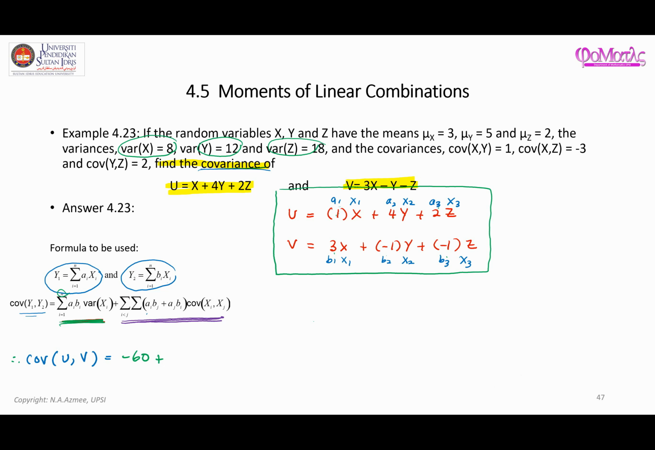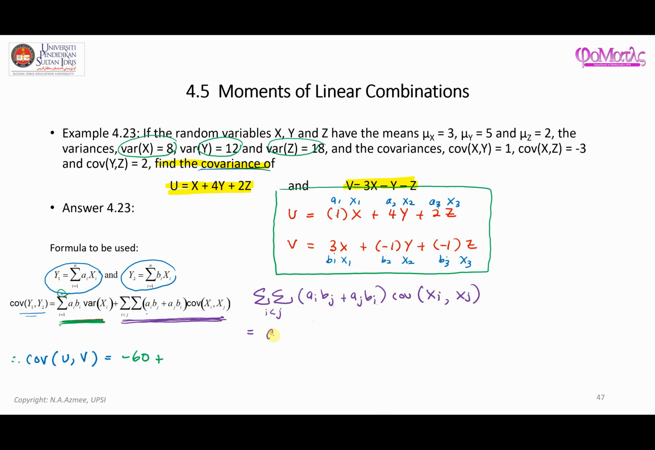Right, now we're going to focus on the second part, which is this one right here. The formula says that what we have is a double summation where i is less than j. Here we've got a_i b_j plus a_j b_i. Notice that you are going to switch the position of i and j on this part right here. Now we have covariance X_i X_j. We're going to start off with a1 because obviously 1 is the lowest value that we have.